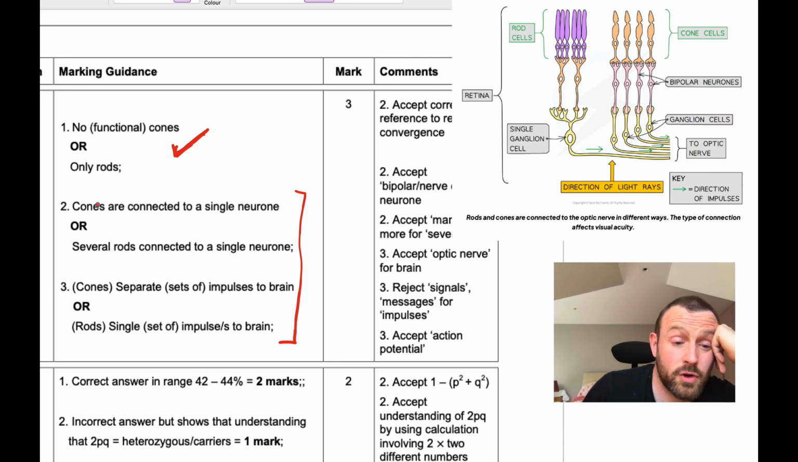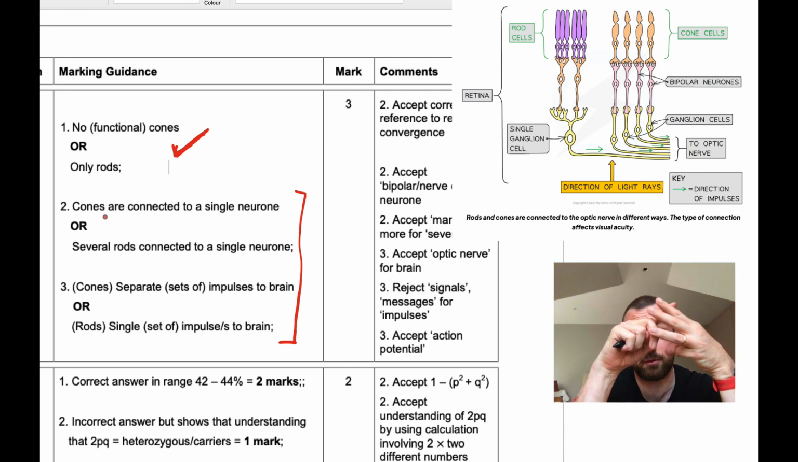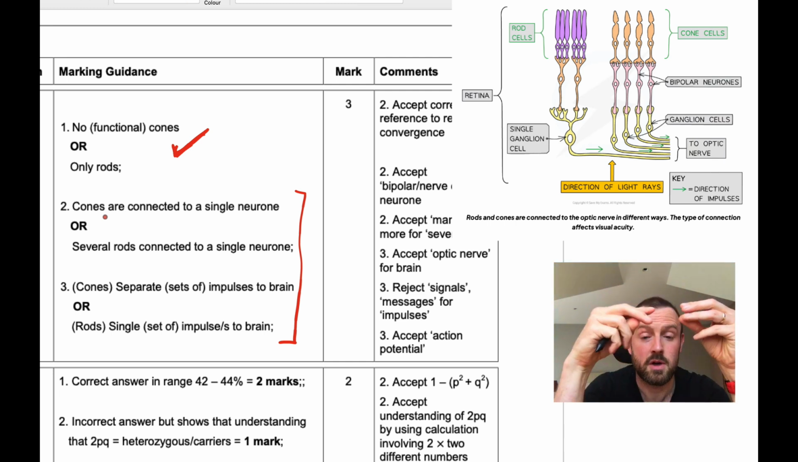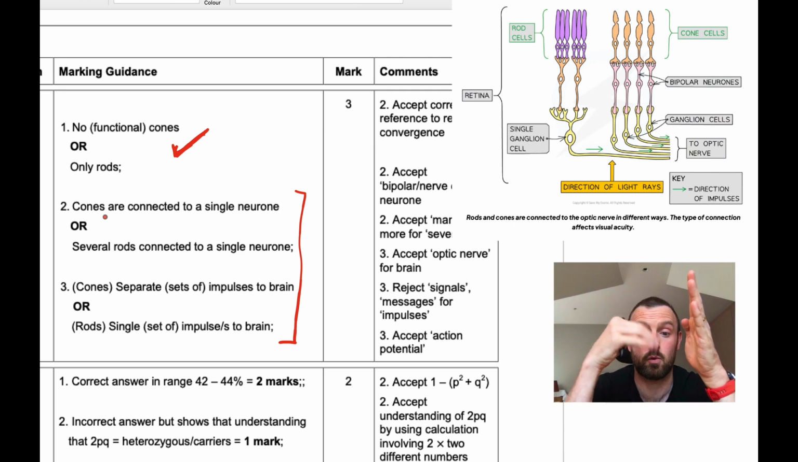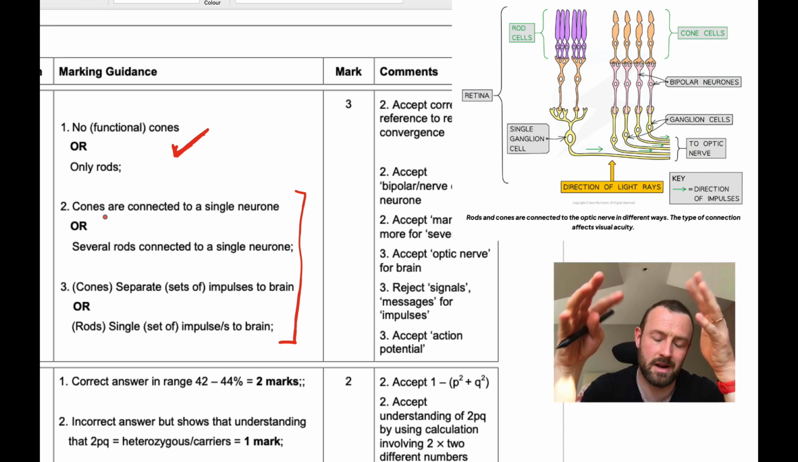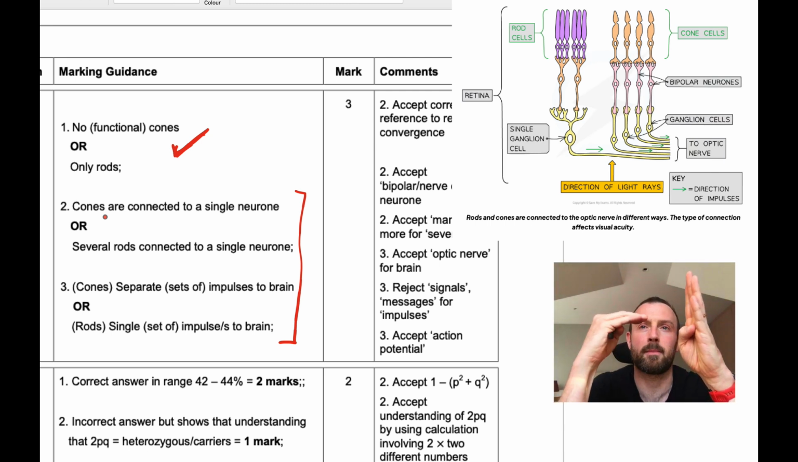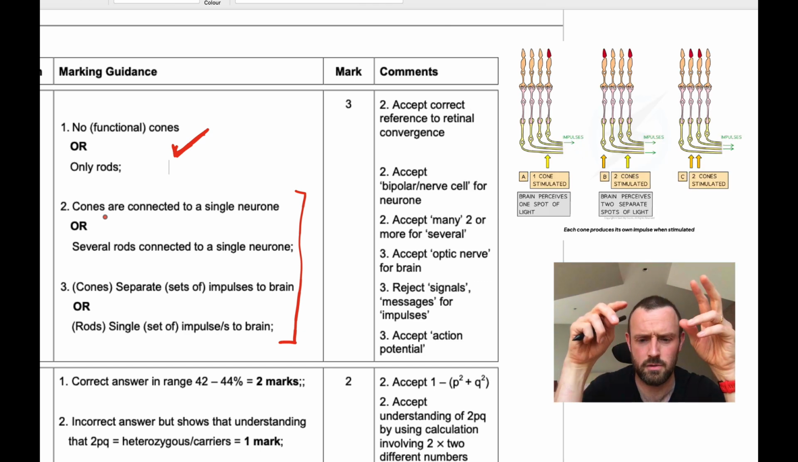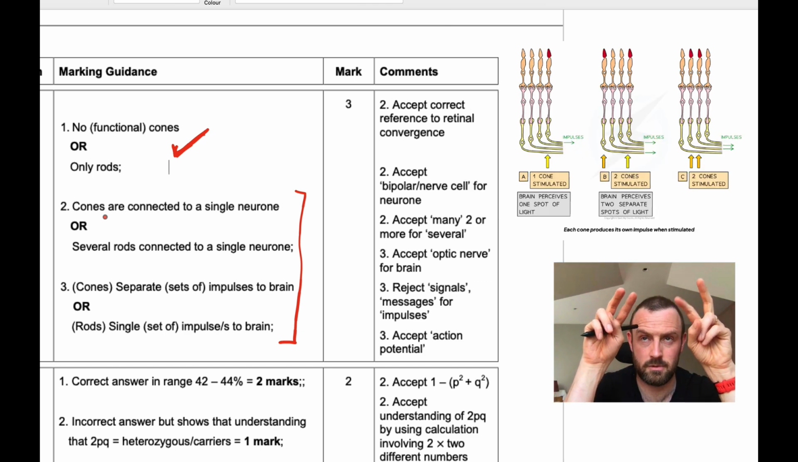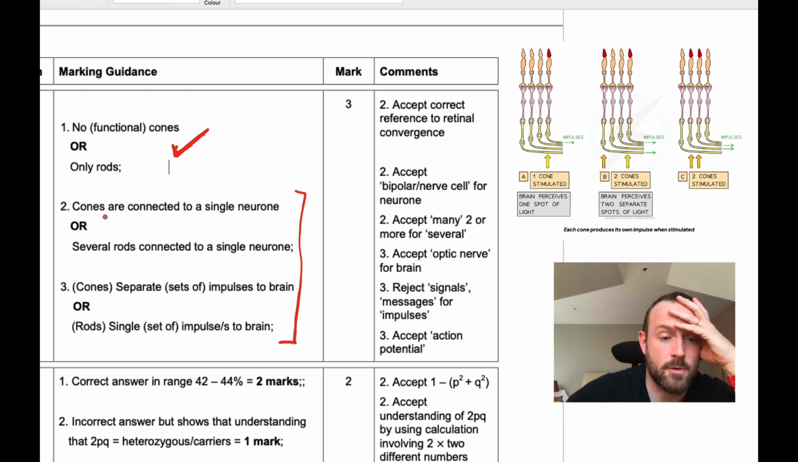That fovea stuff is true, but what they want you to say is cones are connected to a single neuron, whereas rods are connected in groups. You normally have 3 rods connected to one neuron, whereas in cones it's one cone, one neuron, one cone, one neuron. In actual fact, it goes cone, bipolar cell, neuron, and I think rods go three rods to one bipolar cell to one neuron. Is that right? Yeah. Okay, so we need to talk about this wiring. Moving on.